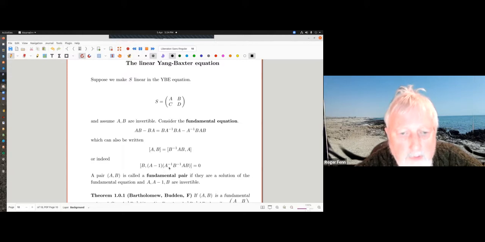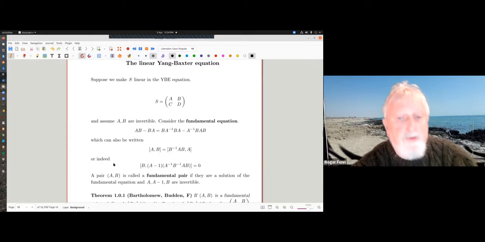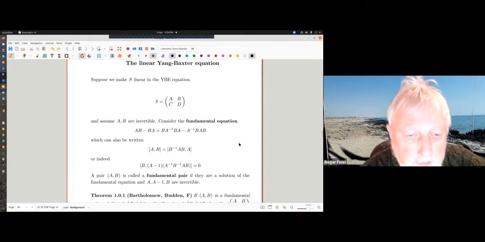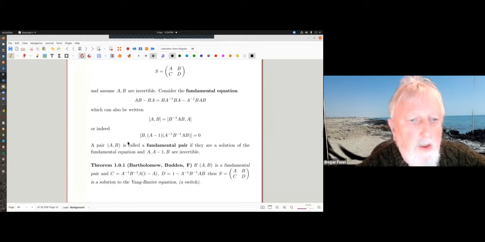This one here, you see A inverse B inverse AB, and this is just the ordinary addition. Anyway, so these are various ways of writing this equation, which I call the fundamental equation. And a pair AB is called a fundamental pair if they are a solution of the fundamental equation. And for good measure, we assume that A minus 1 and B are invertible.